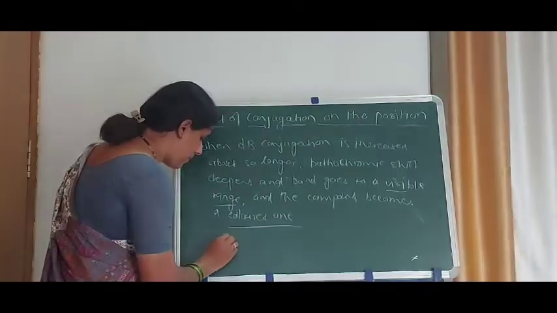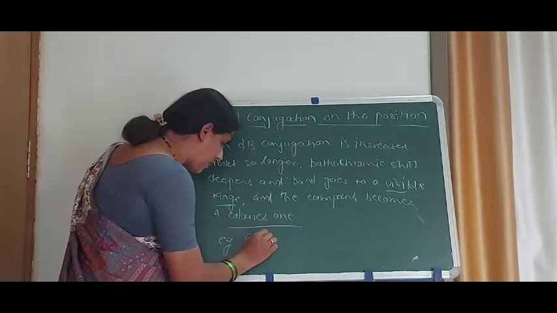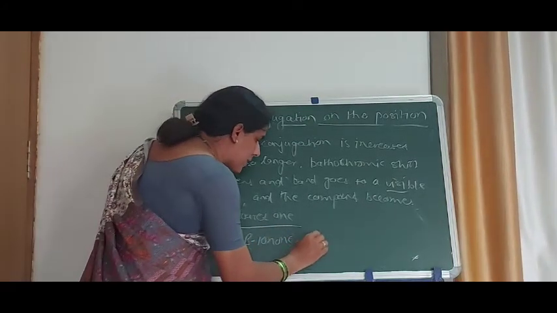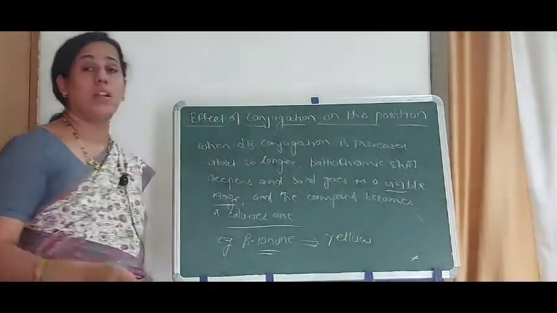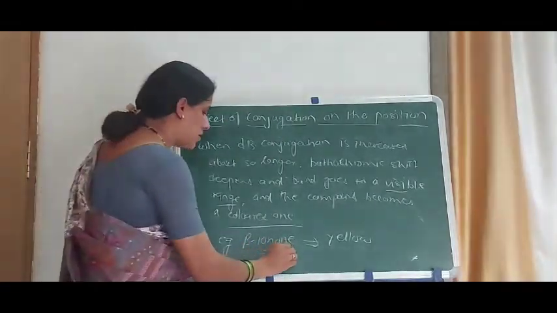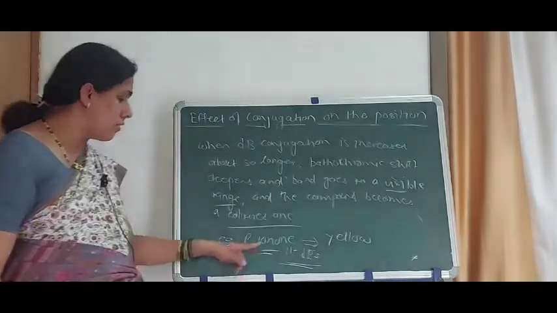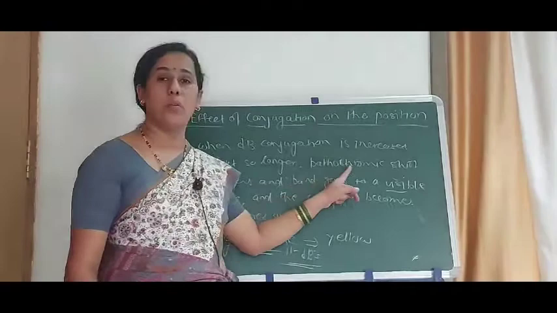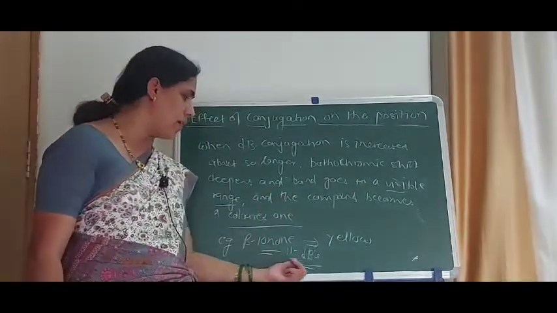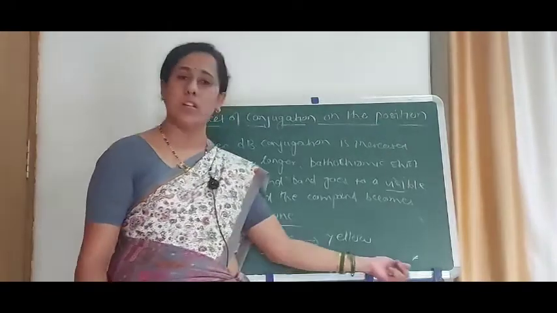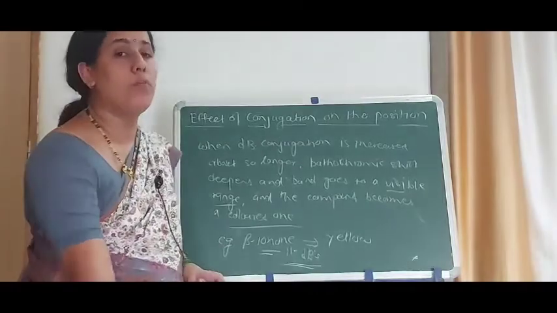For example, beta-carotene appears yellow, which contains 11 double bonds. Which contains how many double bonds? It is 11 double bonds. Due to that, the UV band goes to the visible region, and thus beta-carotene appears as a yellow color. Now we will discuss Woodward's rule.